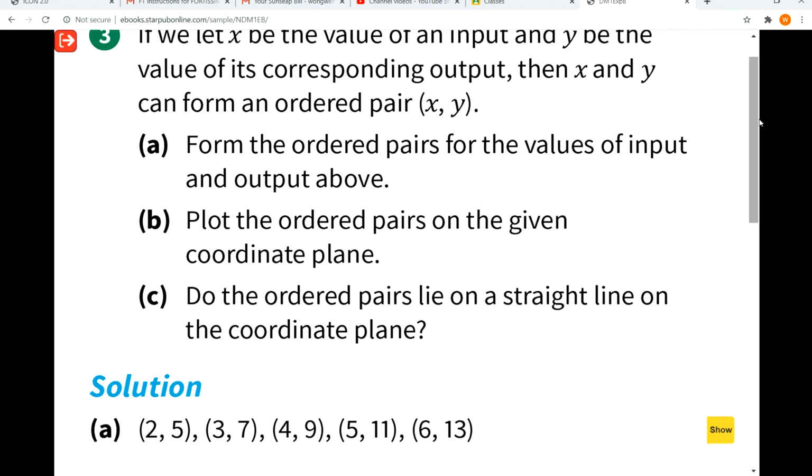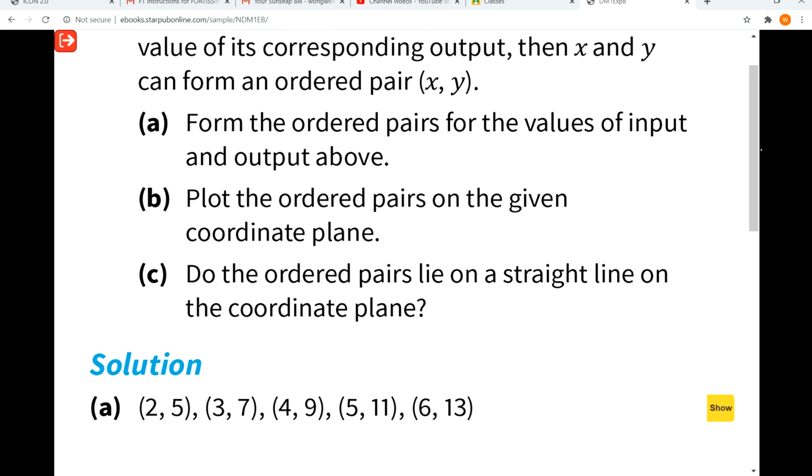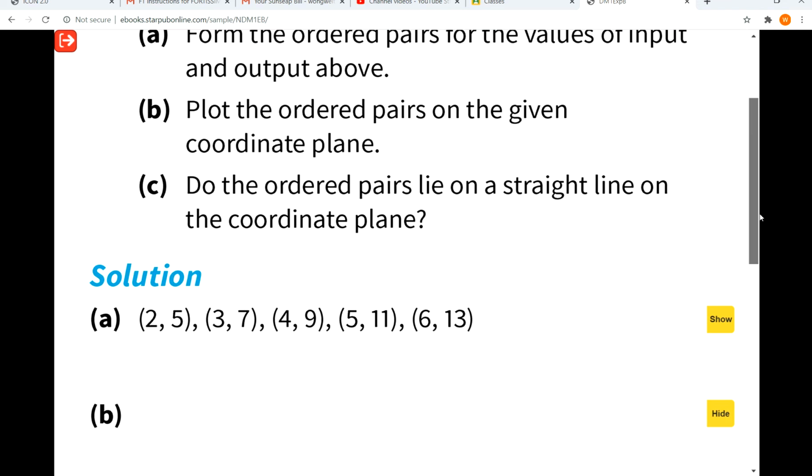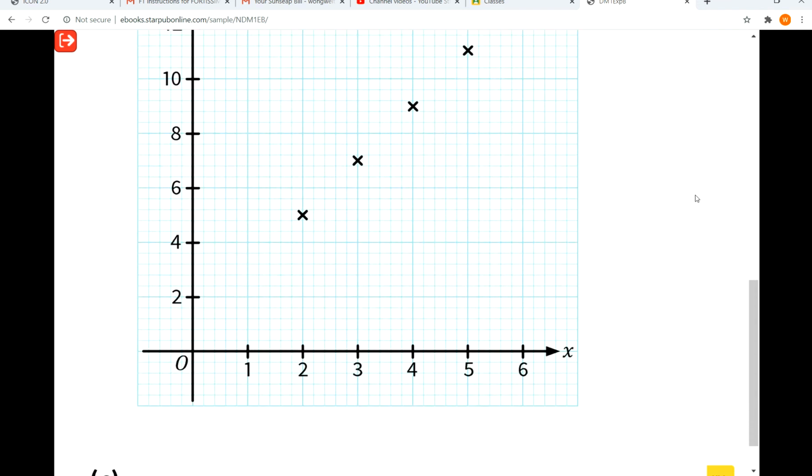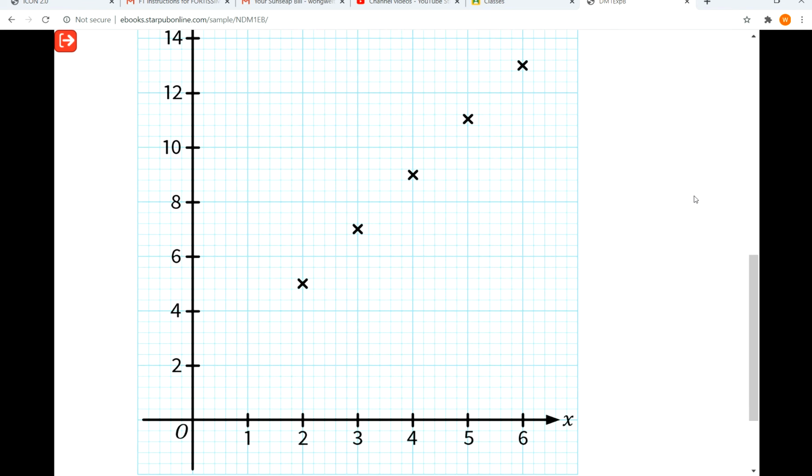Next, part B. It says plot the ordered pairs on the given coordinate plane. So in your textbook, there's a coordinate plane. I think you can do this. So this is after plotting. All the crosses over here represent the ordered pairs: input 2, output 5; input 3, output 7, and so on and so forth. Next.